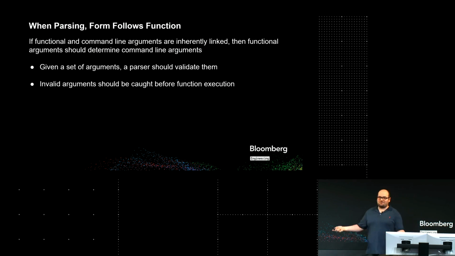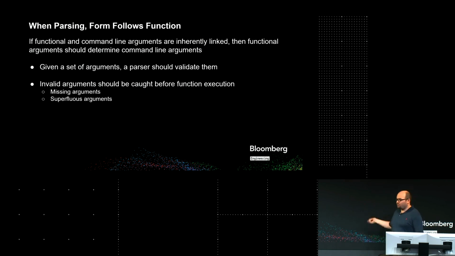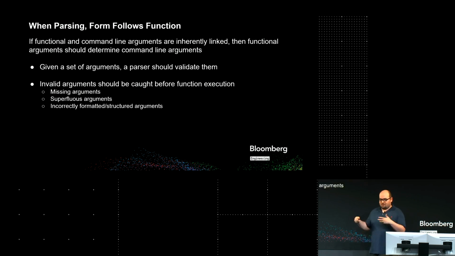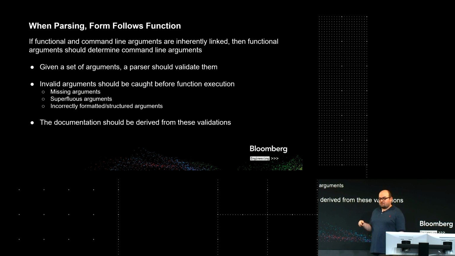Last thing you want to do is have some unexpected thing break inside the function, which means any missing arguments, any extra superfluous arguments, or things that are structured incorrectly, anything like that. As well, the documentation should be derived from these validations. So we're saying, here's what we're expecting in specific terms to validate these things. Why not just have the documentation be driven from that specification as well?